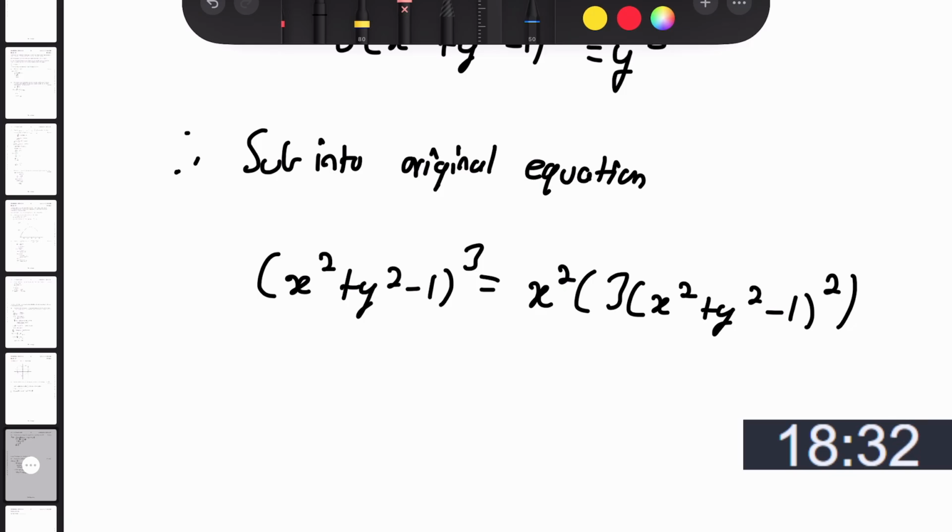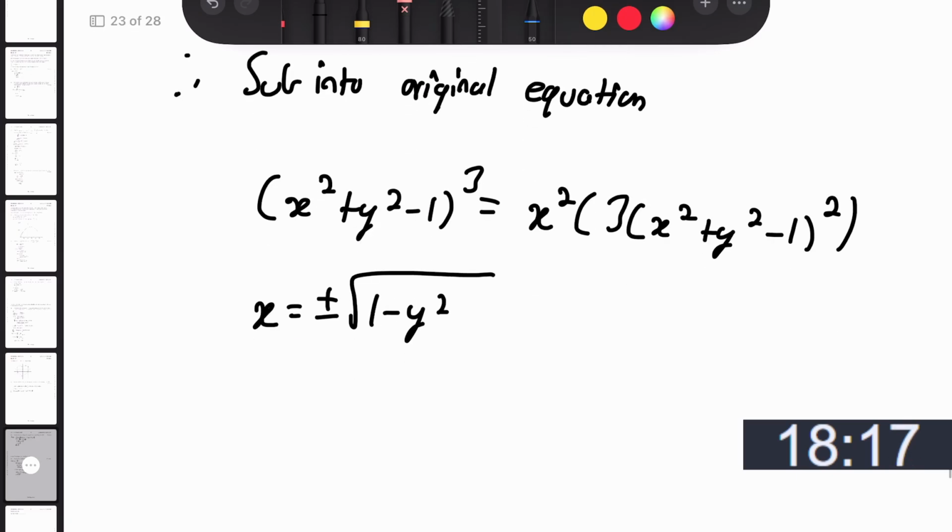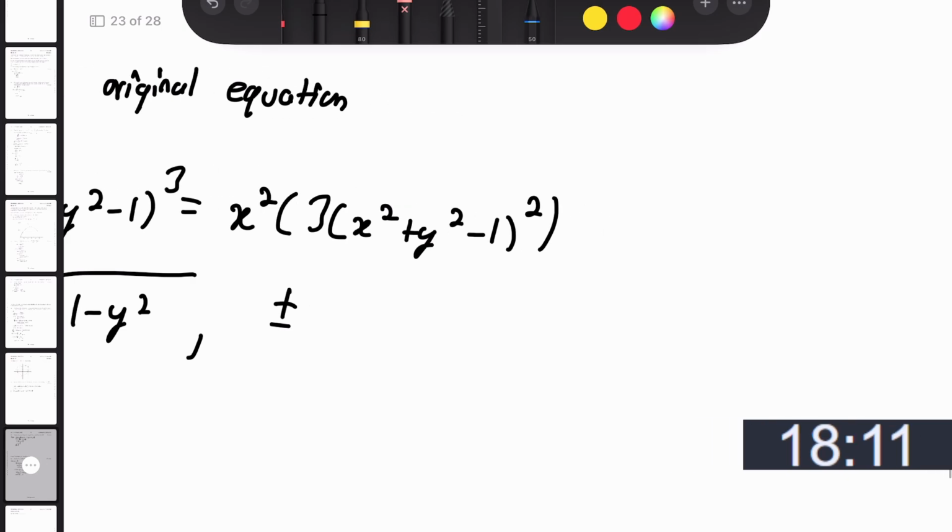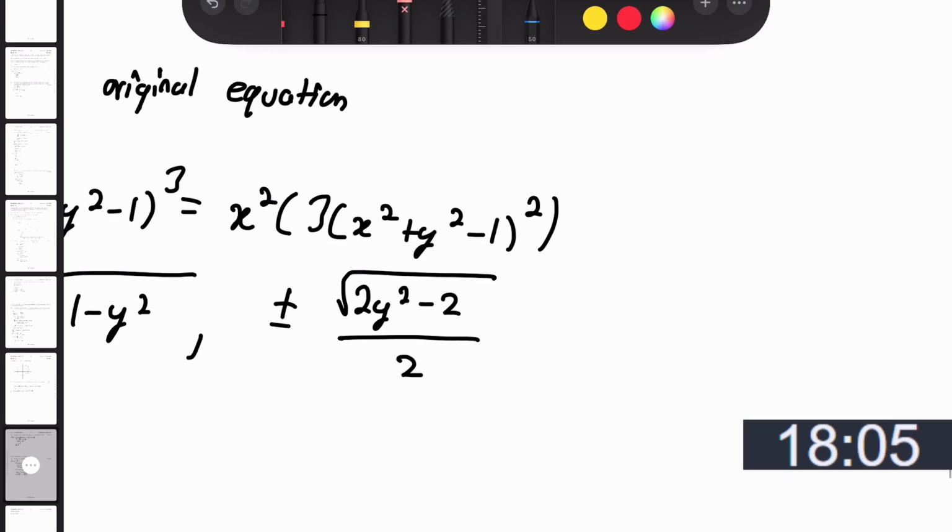This gives me that x is equal to plus or minus square root of 1 minus y squared, or plus or minus square root of (2y squared minus 2) on 2.